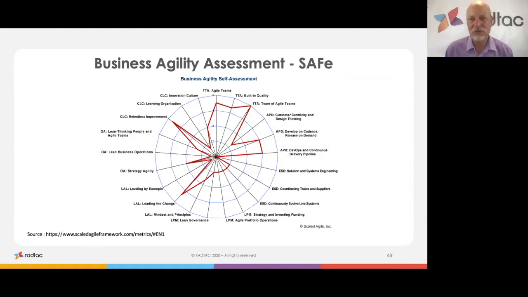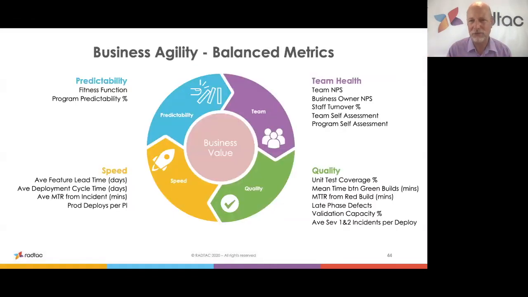Are we using things like customer centricity and design thinking? Have we got DevOps and continuous delivery pipelines in place? Do we coordinate trainers and suppliers? So obviously the spider diagram we can see here shows how agile we are. Where are our strength areas? Where are the areas we need to do some work in? And yes, we can think about continuously transforming using that measure as a baseline.